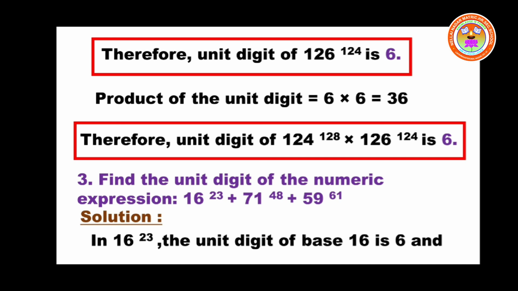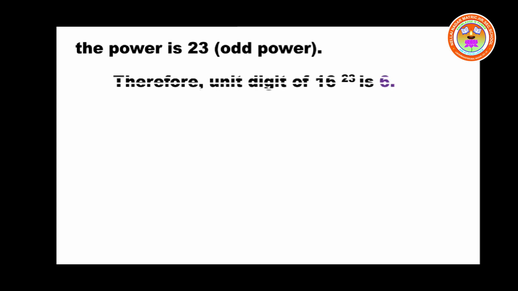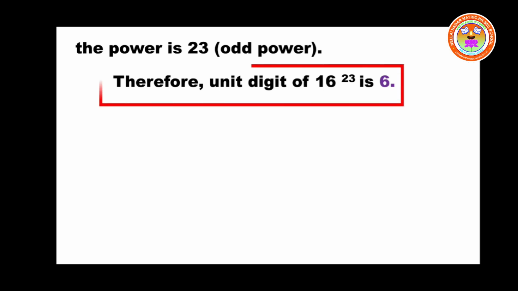In 16 power 23, the unit digit of base 16 is 6. Okay, for 16 in the ones place, that is in the unit digit place, you have 6. And the power is 23, which is an odd power. So odd means you will be getting 6 only. So therefore, the unit digit of 16 power 23 is 6.